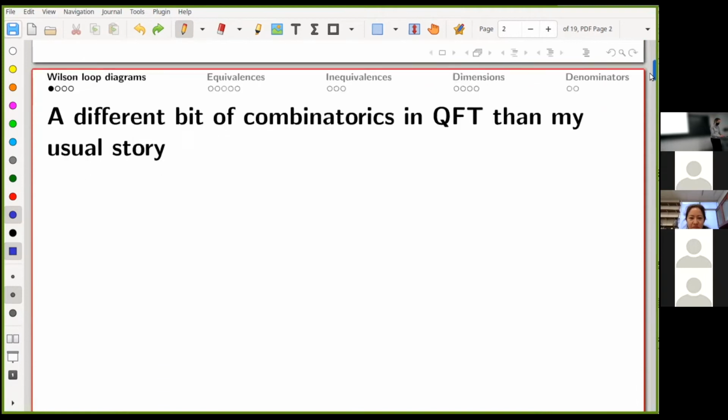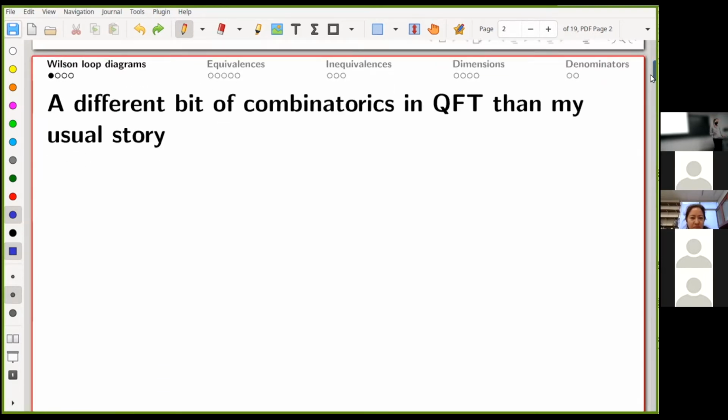Just first, let me note that this is a different piece of combinatorics and quantum field theory than what I usually talk about. So for me, my usual story particularly involves scalar field theories, often phi-4, maybe quantum electrodynamics if I'm getting a little more physical. And in the scheme of loops versus legs, I'm usually a high loop, low leg kind of person. So this is usual for me.